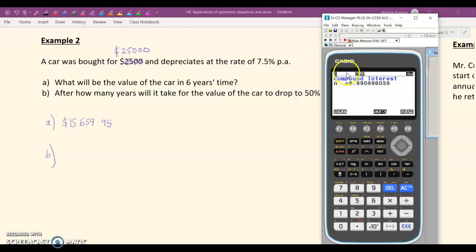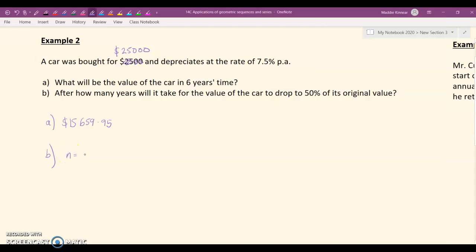If I now press N, we can see that's now giving us a nice answer. So N in this case is coming out as 8.89 years. So N equals approximately 8.89 years. So we can then say, okay, how long will it take to drop to 50%? Therefore, it will take 9 years to drop to 50% of its original value.